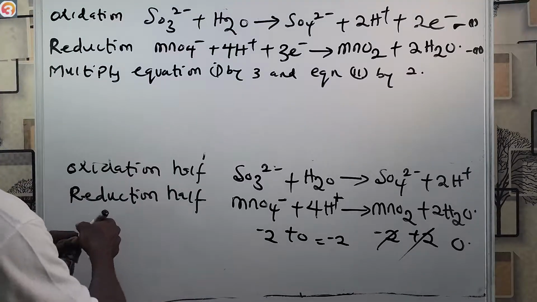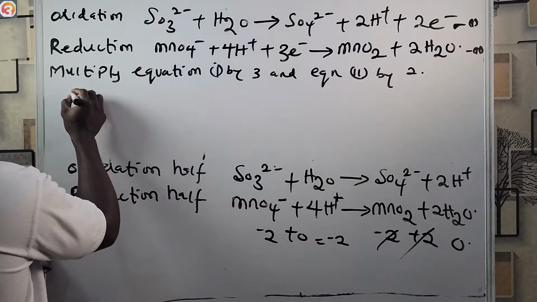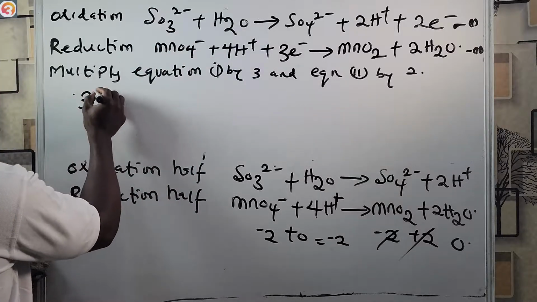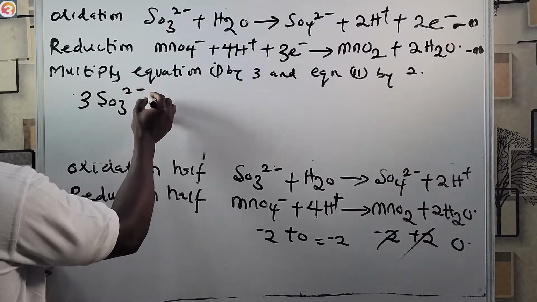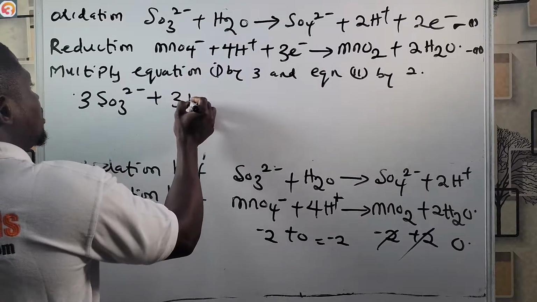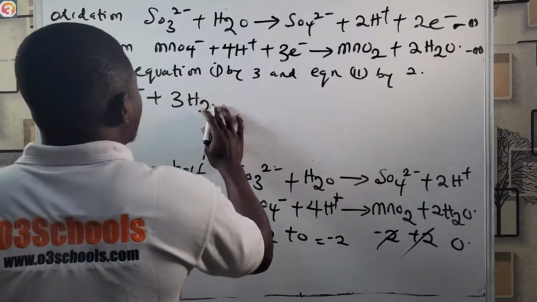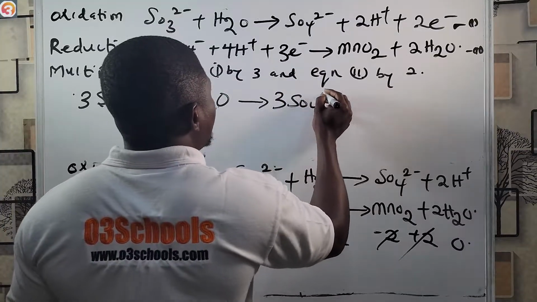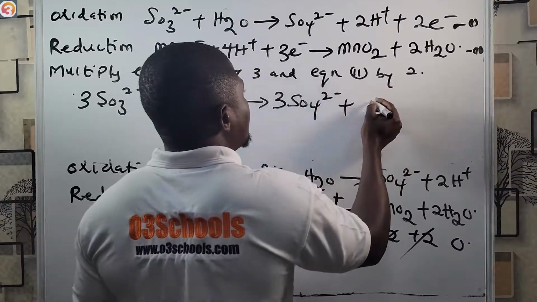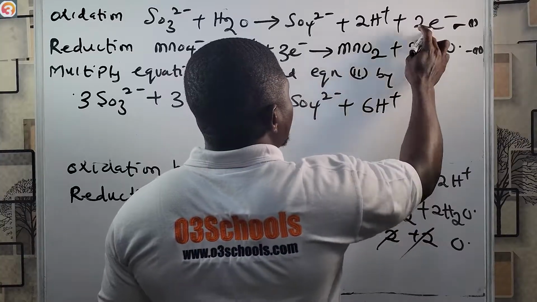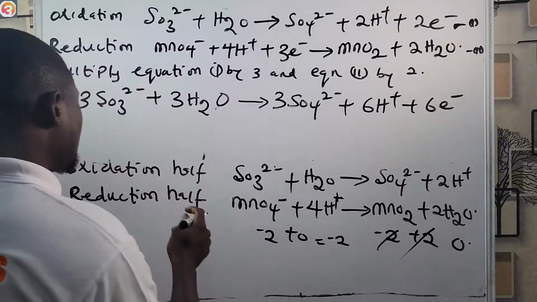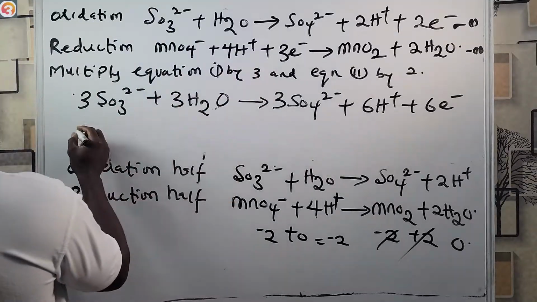So let's do that. I'm multiplying equation 1 by 3. I'm going to have 3 SO3 2- plus 3 H2O. This will give you 3 SO4 2- plus 6 H plus, then plus 6 electrons.